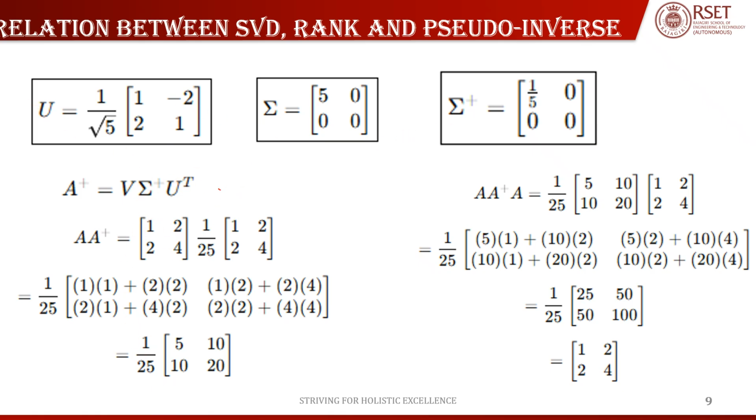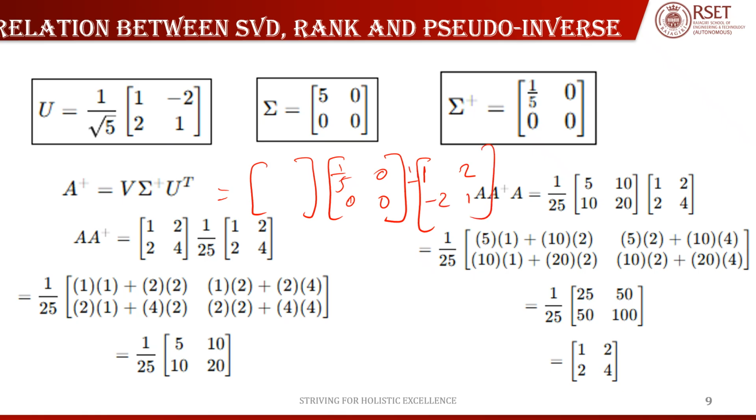Just type your V here, and just give your sigma plus, which is 1 by 5, 0, 0, 0, and then get your U transpose. What is your U transpose? That will be (1, 2; minus 2, 1) times 1 by root 5, 1 by root 5, right? Take the transpose of this U, write U here, and then do the multiplication. Then you will have to find what A plus is equal to.